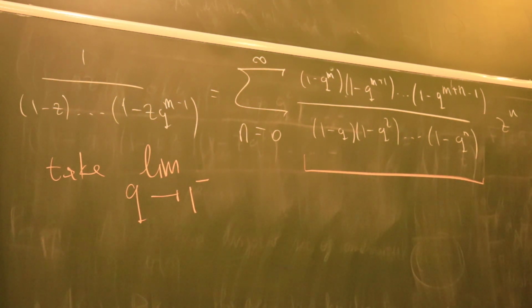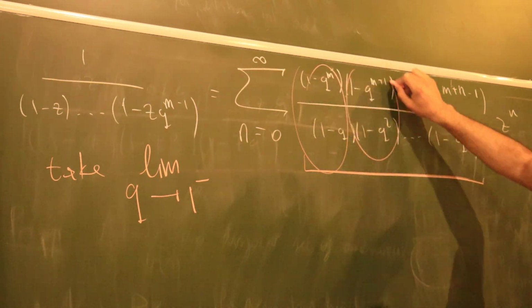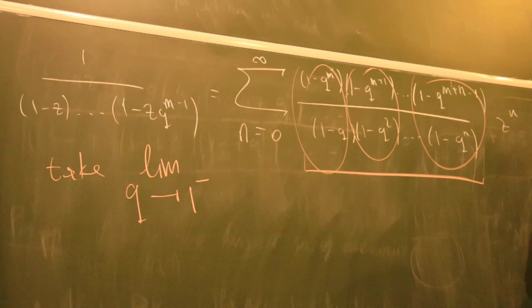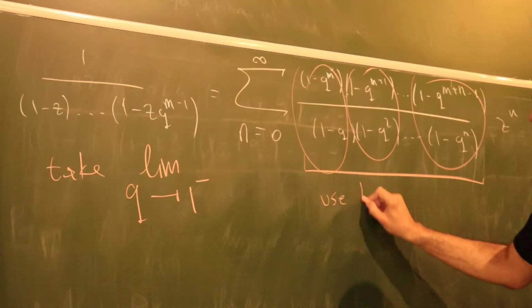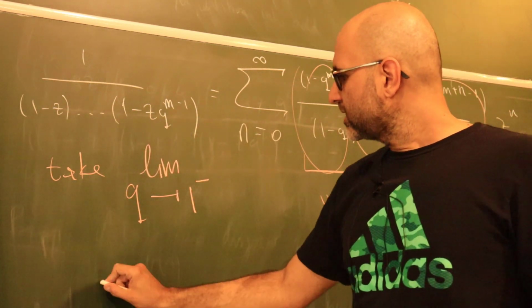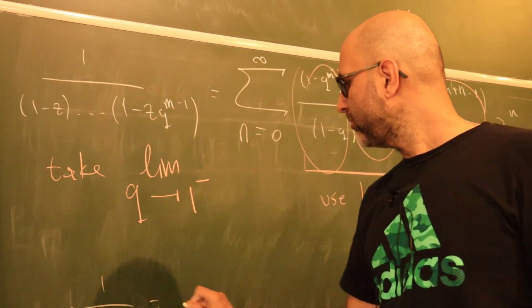Use L'Hopital's rule as many times as necessary inside the sum, because this is absolutely convergent. We can interchange the limit and the summation, and we can take the limit of this guy, that guy. All of these factors pair nicely. Please don't make me spell L'Hopital's rule here. On the left-hand side, we have 1 over 1 minus z raised to m.